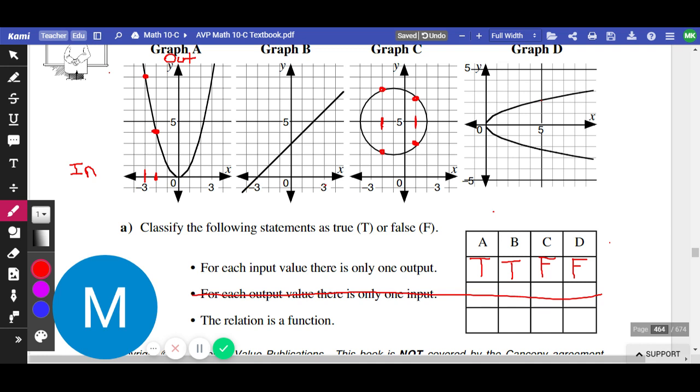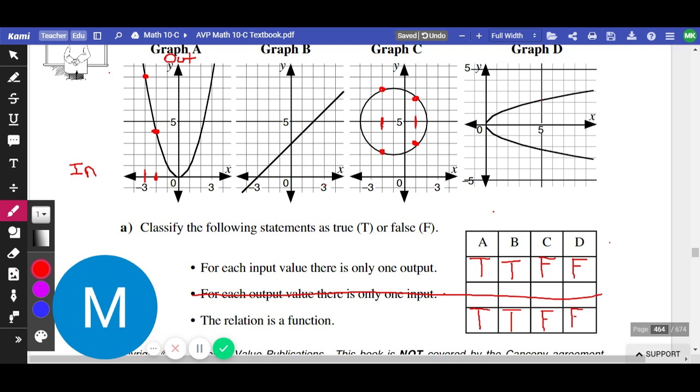Part C. The relation is a function. A function has only one output for every input. So if you're looking at this, that means graph 1, since the first part was true, it is a function. So that is true. It only had one output for every input. That means number 2 is also a function. Number 3, or C, was not. Number 4, C, was not. That's the math behind if something's a function or not.